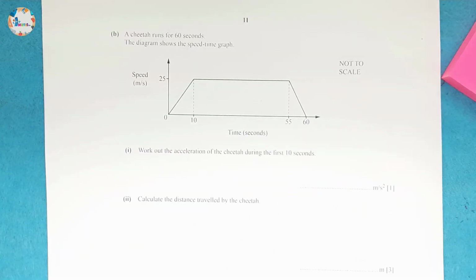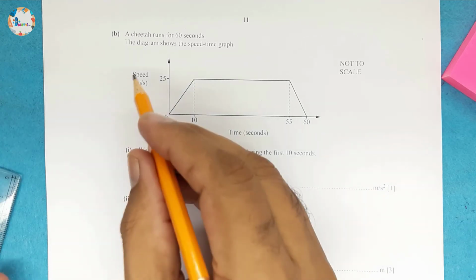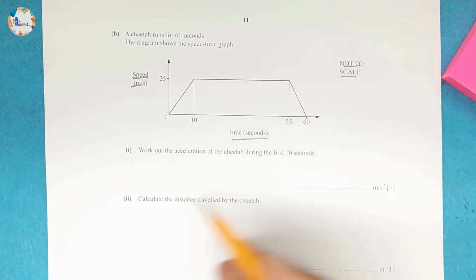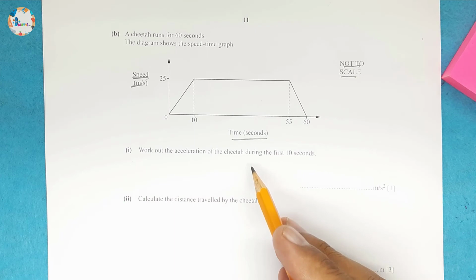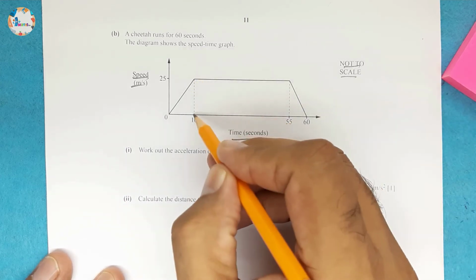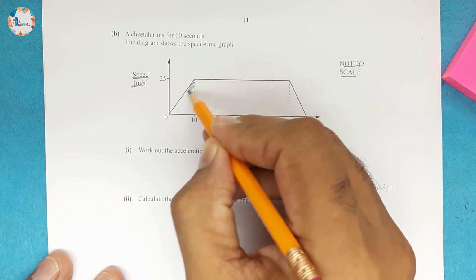This is done. B part, it's saying a cheetah runs for 60 seconds. The diagram shows the speed time graph, and this side is speed and this side is time. So the diagram is not to scale. Work out the acceleration of the cheetah. We have to calculate the acceleration of the cheetah for the first 10 seconds. Up to this one is 10 seconds.